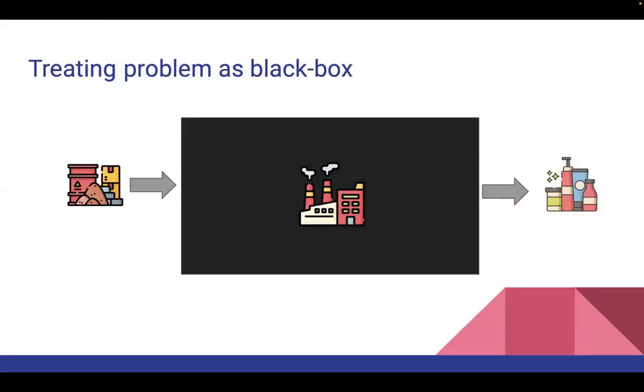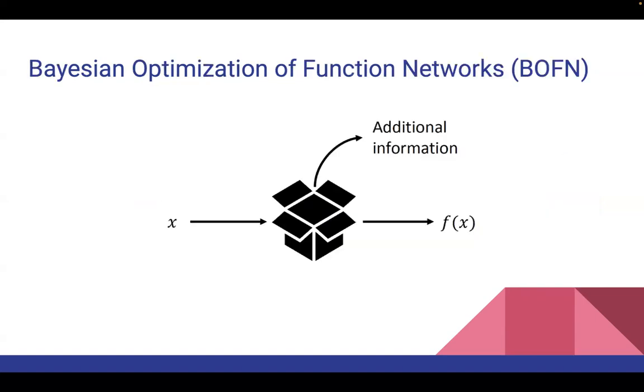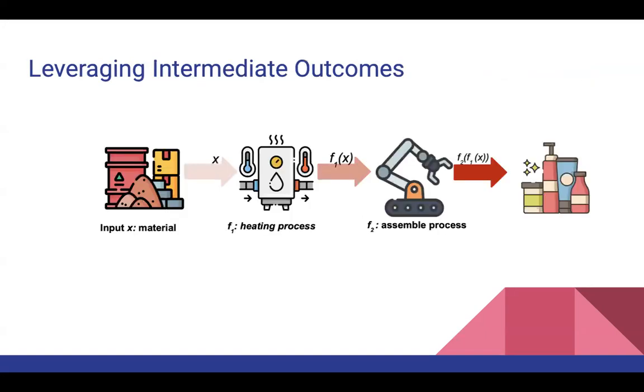Traditional BO treats the problem as a black box because it uses only the input and the output to fit a machine learning model that is used in the framework. Bayesian optimization of function networks tries to open the box to see if there is any additional information that we could use to improve the sampling efficiency, with the goal of identifying a better solution while spending a smaller amount of evaluation budget. For example, the production process actually consists of several steps.